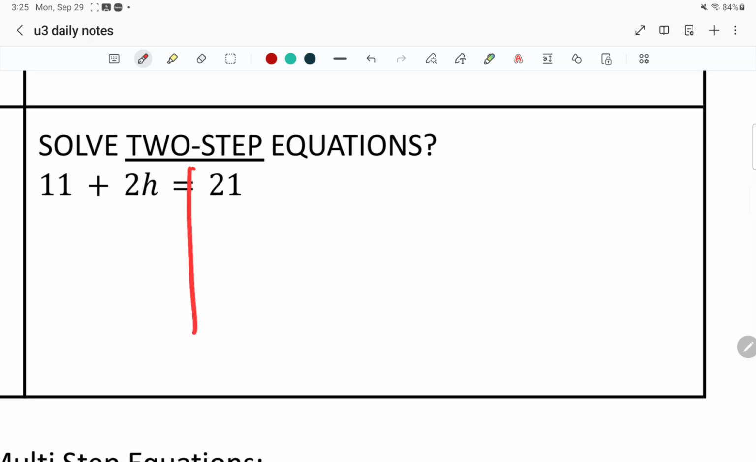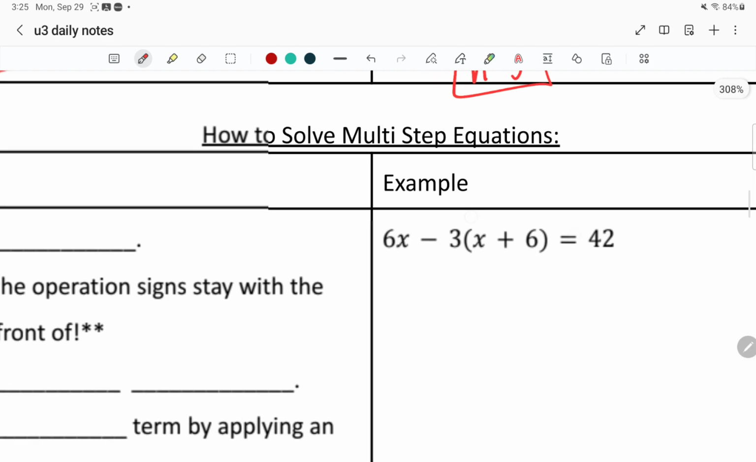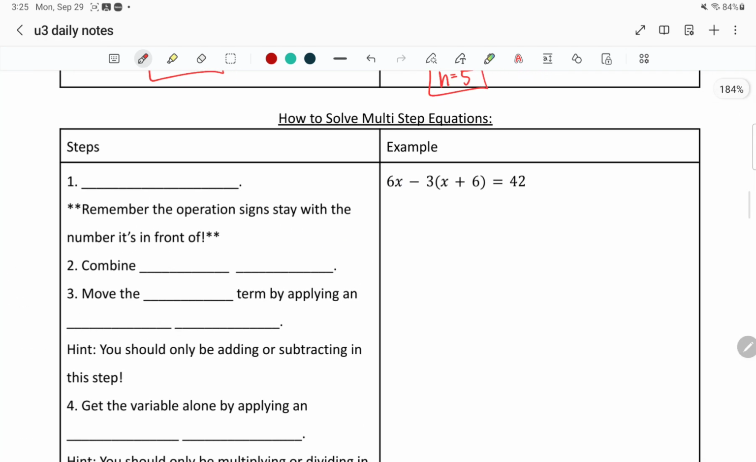Two-step equation means 2 steps, 2 inverse operations to get h alone this time. I have a positive 11. I know there's nothing in front of it, but that's a secret plus. So I'm going to subtract 11 from both sides. And then I'm going to divide by 2 because that's a 2 times h. So h equals 5. That's 2 steps. Now, multi-step.